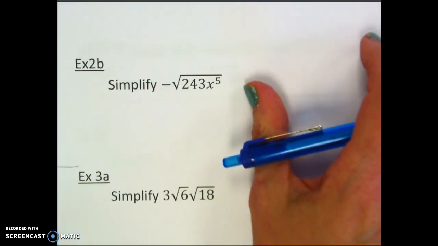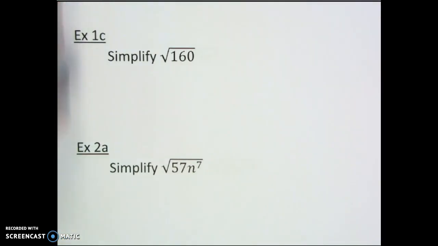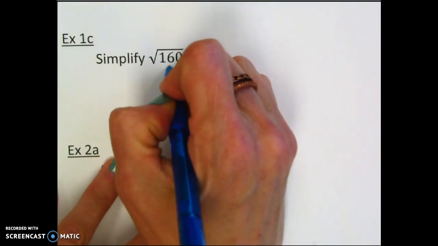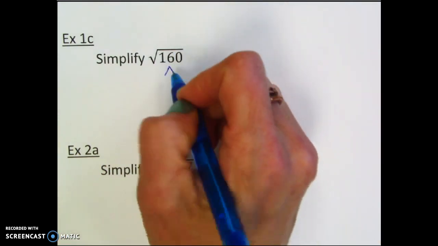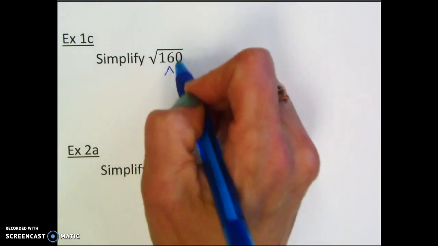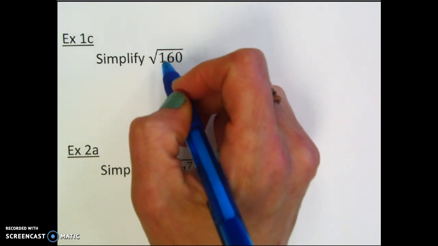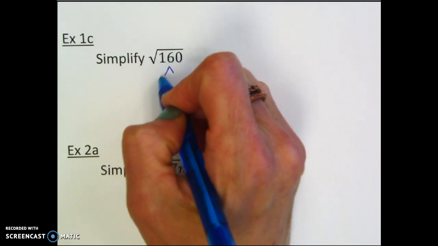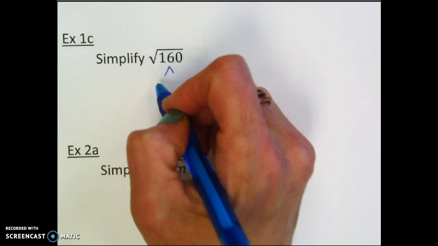Okay, keep that list handy. Square root of 160. Let's see, what times what makes 160? Well, we could try things with 2: 2 times 80, 4 times 40, but we need perfect squares.